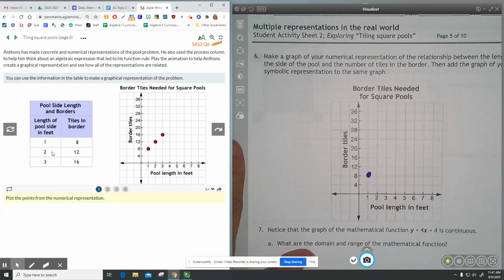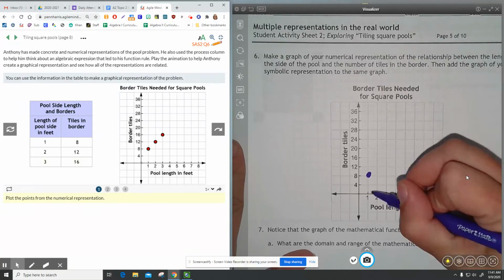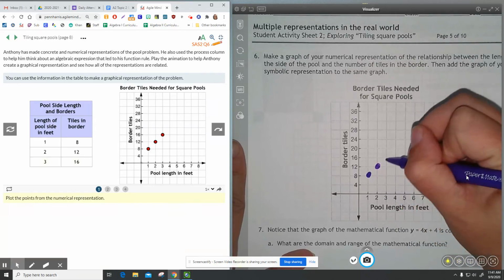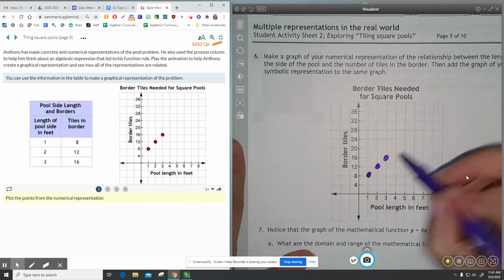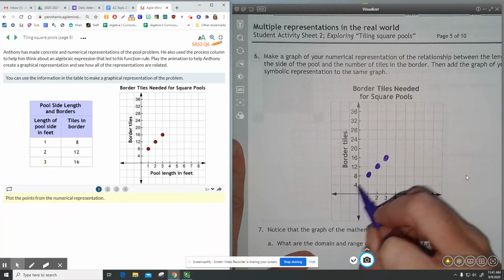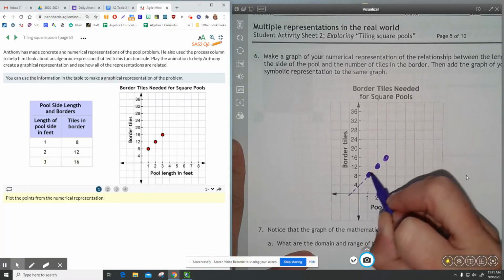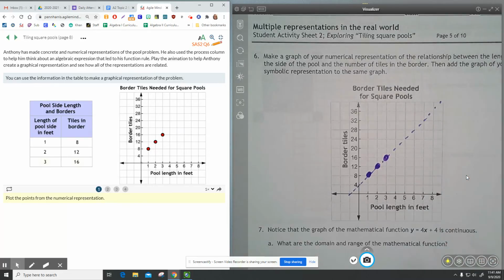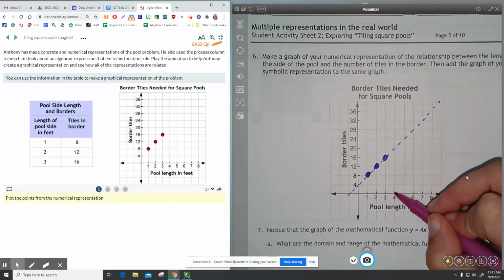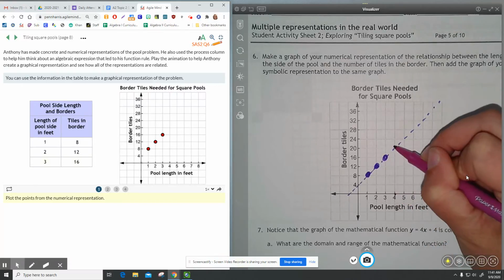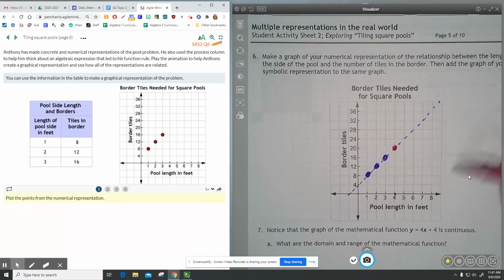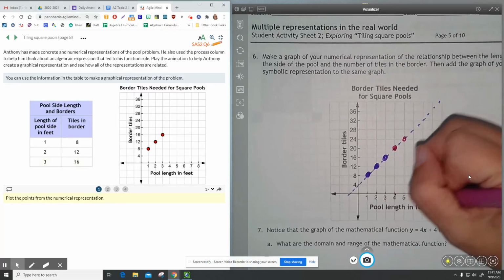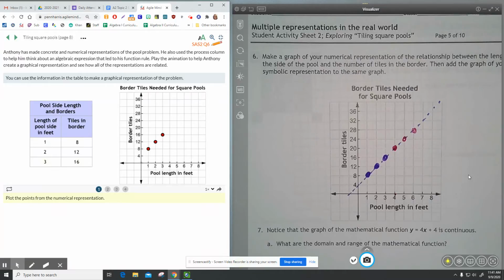They then said 2 feet gives me 12 tiles. So I'm going to go 2 feet, 12 tiles. 3 feet is 16 tiles. Something I notice here is that we get a line created for us so that I can predict based right off this line that if I had 4 feet of my pool, I would probably have 20 tiles in it. If I had 5 feet of my pool, I'd probably have 24 tiles in it. And we can keep going up through that pattern.